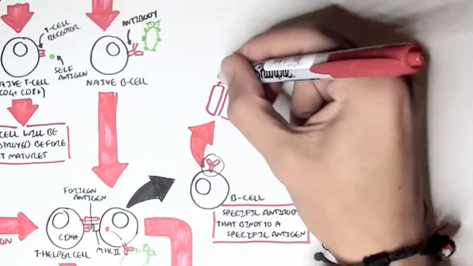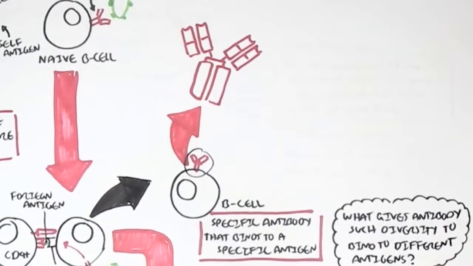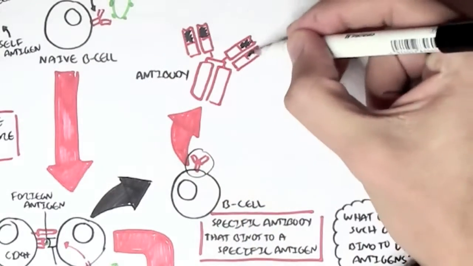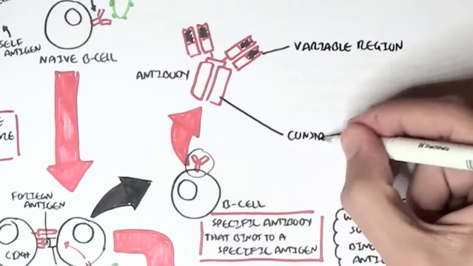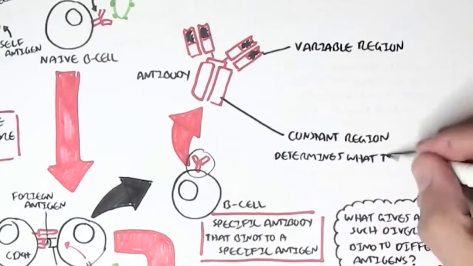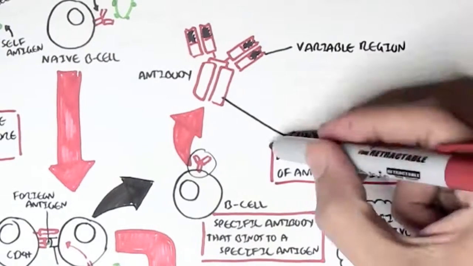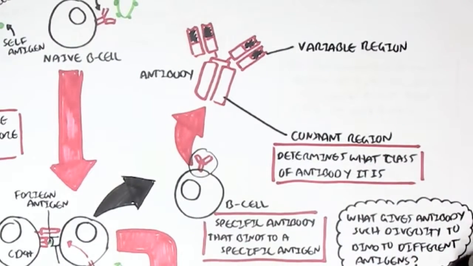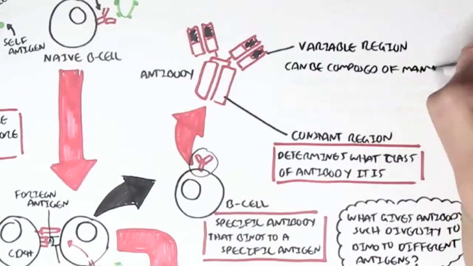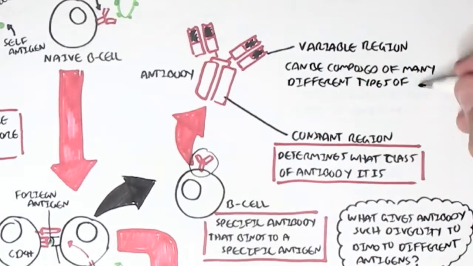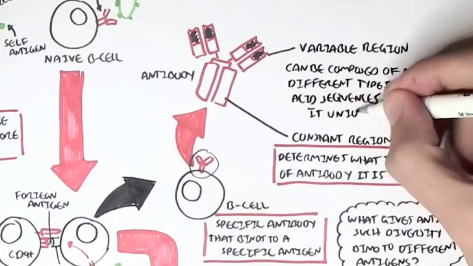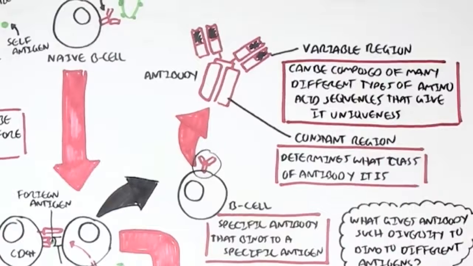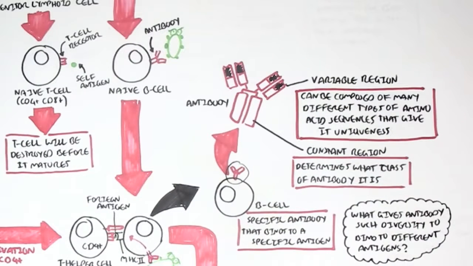This is an antibody. The antibody consists of a variable region on the N terminal of the antibody and a constant region on the C terminal. The constant region determines what class of antibody this is. So it can be an IgM, IgD, IgE, IgA. The variable region can be composed of many different types of amino acid sequences that give it its uniqueness. So antibodies can be all different and all unique when they are made. So now, let's see how it works.